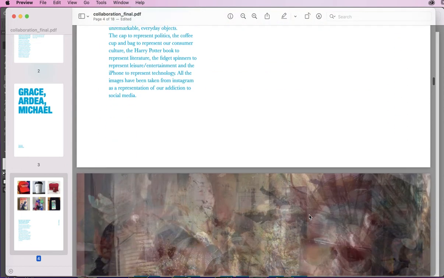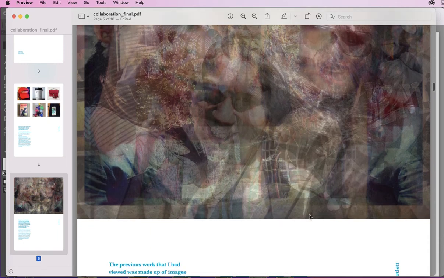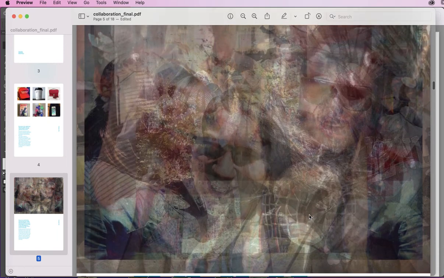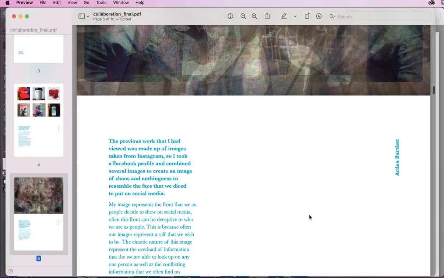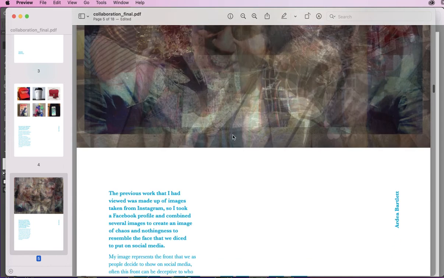The next person looks at Grace's, and she supplies this image. What Adair says is she saw that the other images looked like they were, or knew that they were, taken from Instagram. So she took a whole lot of images of social media and she combined them together.